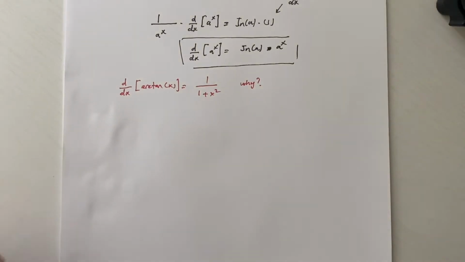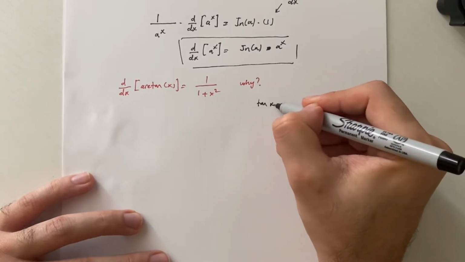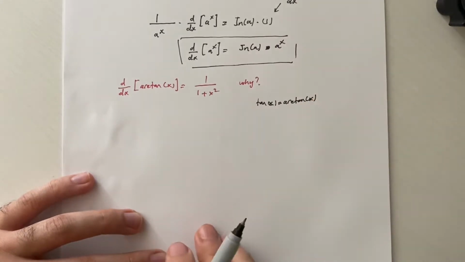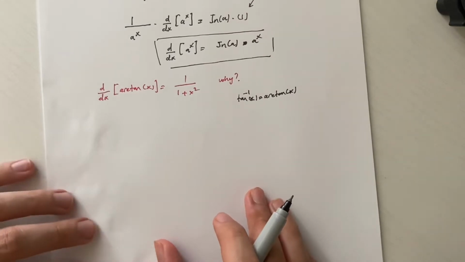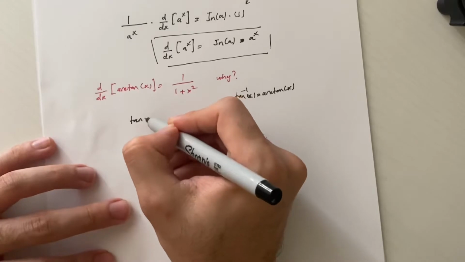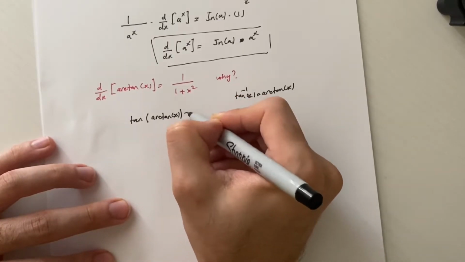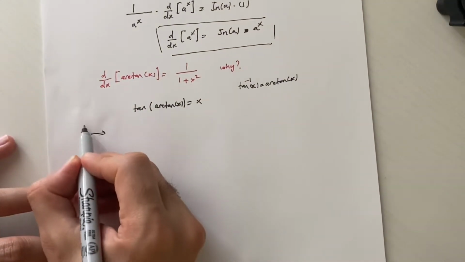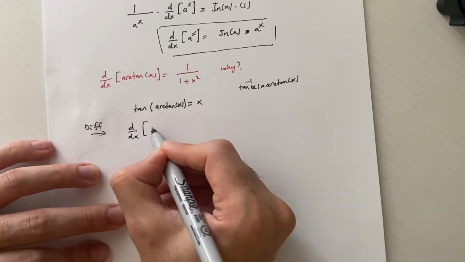Here we want to find out why the derivative of arctan of x is 1 over 1 plus x squared. Remember that arctan of x is the same as tan inverse of x. So first we start with this: tan of arctan of x is equal to x. Now what we do is take the derivative of both sides.